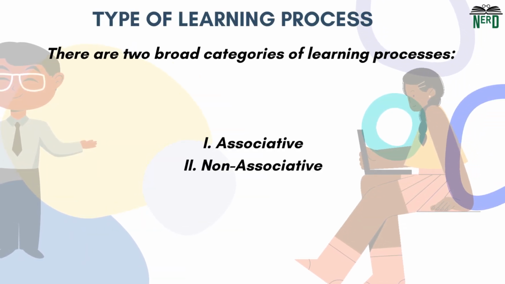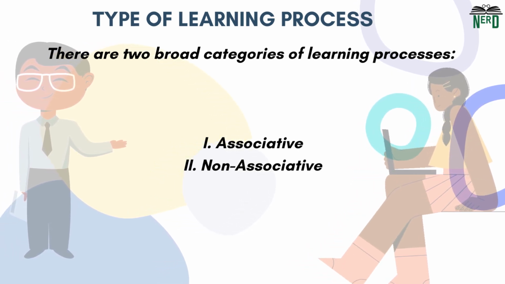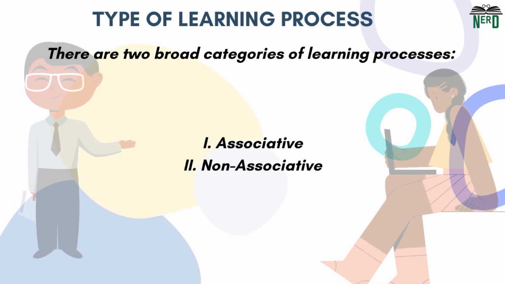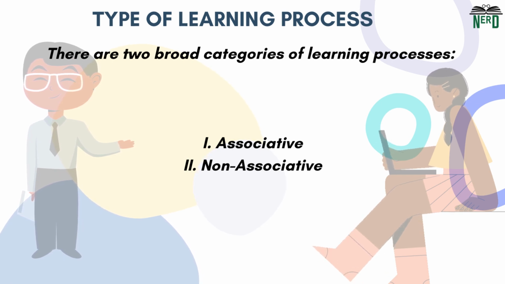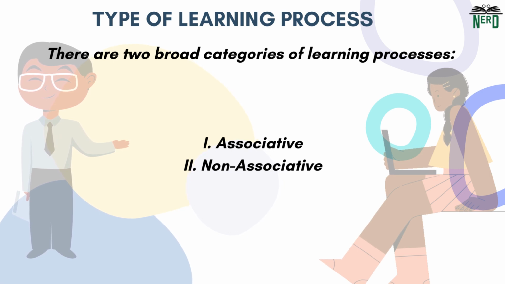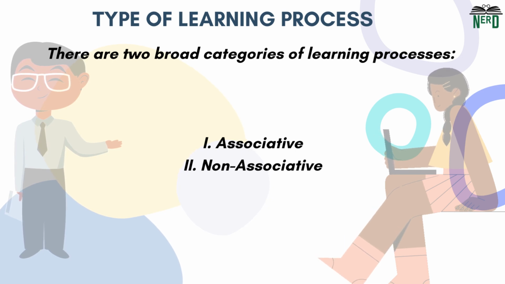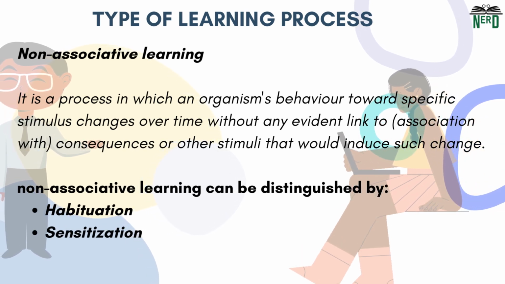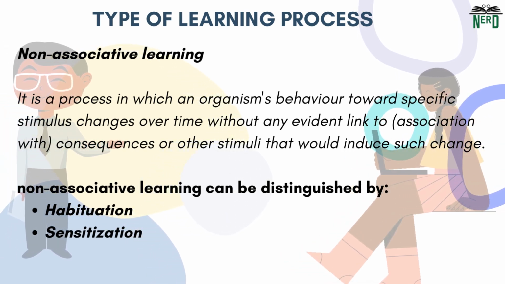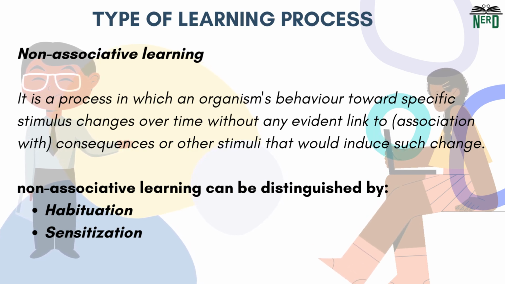Now that we have a brief discussion on the process of learning, let's discuss the types of the learning process. There are 2 broad categories of learning processes. One associative and the second non-associative. Associative learning occurs through pairing two previously unrelated stimuli, whereas non-associative learning occurs in response to a single stimulus. Non-associative learning is a process in which an organism's behavior towards a specific stimulus changes over time without any evident link to consequences or other stimuli that would induce such change. Non-associative learning is thus based on frequency.